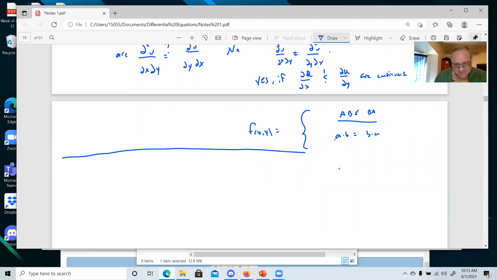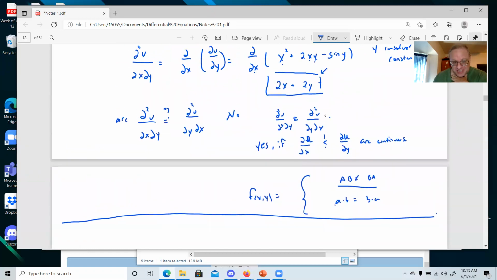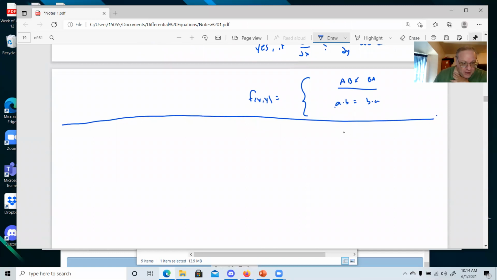So with that out of the way, I've said something. We're only considering the cases where this is going to be true. But I want to warn you, if you take a more advanced math class, this is not always going to be the case. So don't think this is always true. No, it isn't.